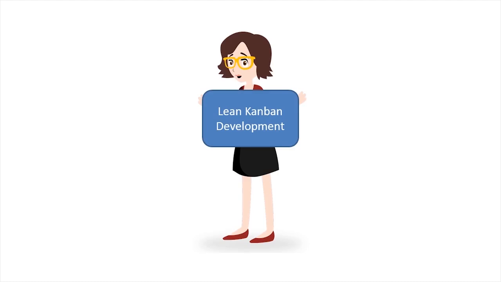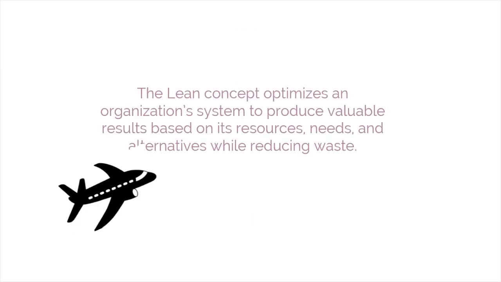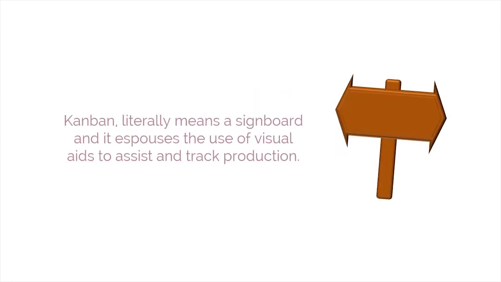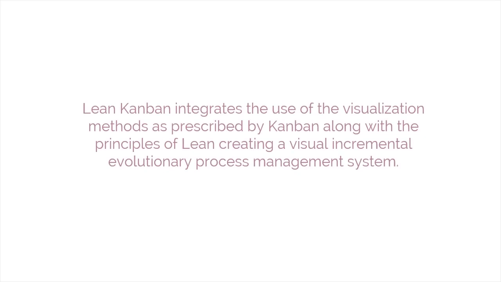The first method that we will discuss is Lean Kanban development. The Lean concept optimizes an organization's system to produce valuable results based on its resources, needs, and alternatives, while reducing waste. Kanban literally means a signboard, and it espouses the use of visual aids to assist and track production. Lean Kanban integrates the use of the visualization methods as prescribed by Kanban, along with the principles of Lean, creating a visual incremental evolutionary process management system.